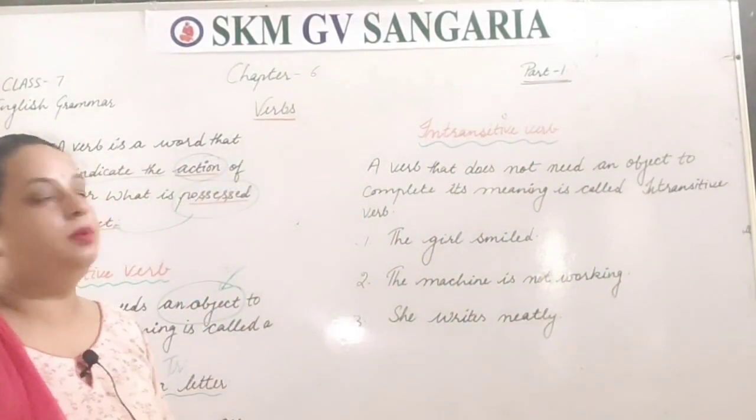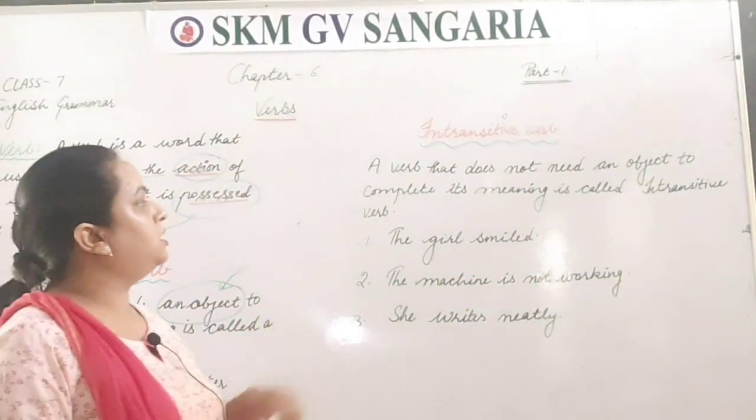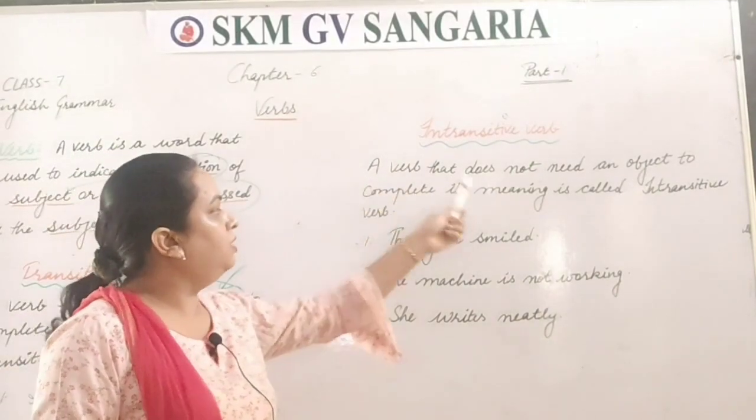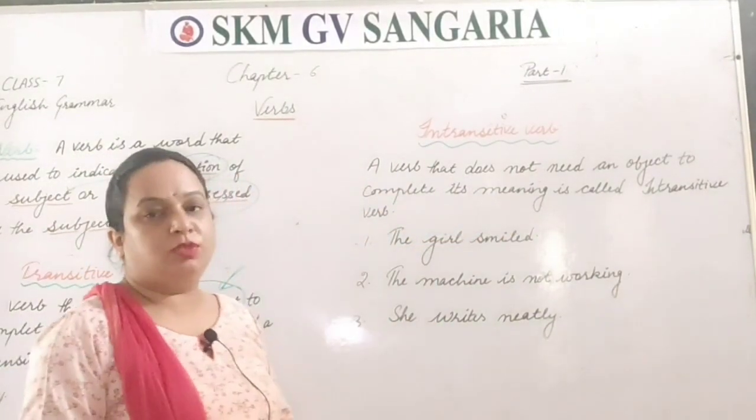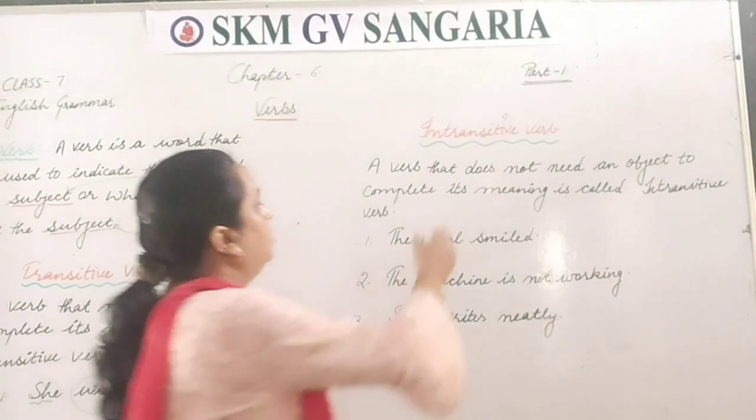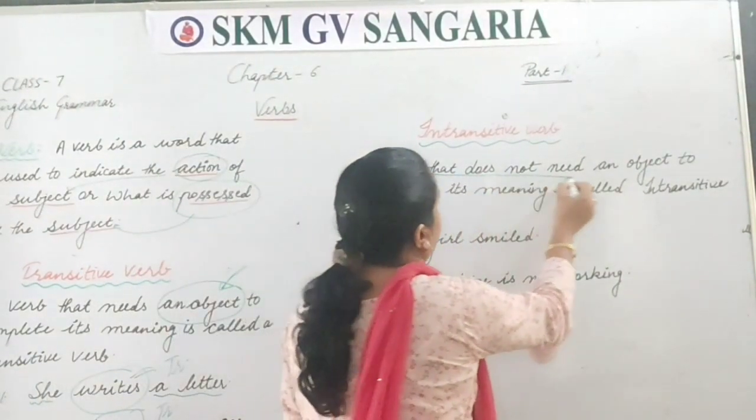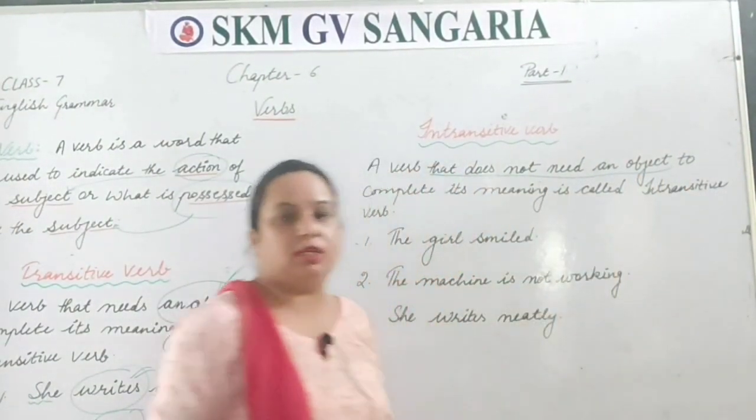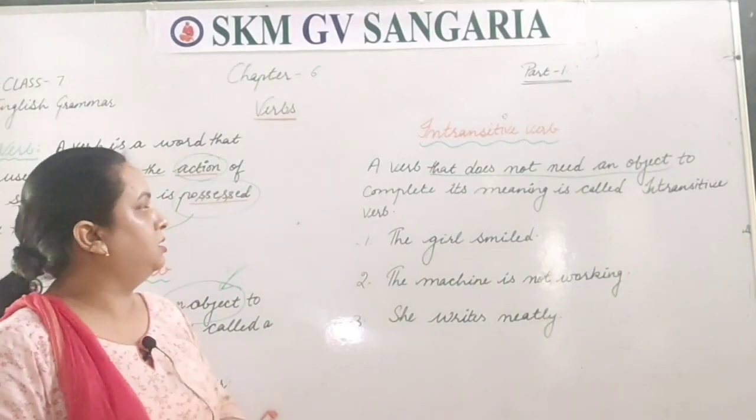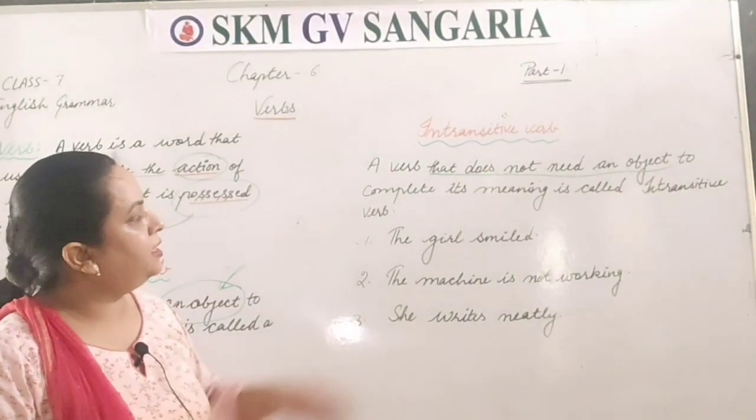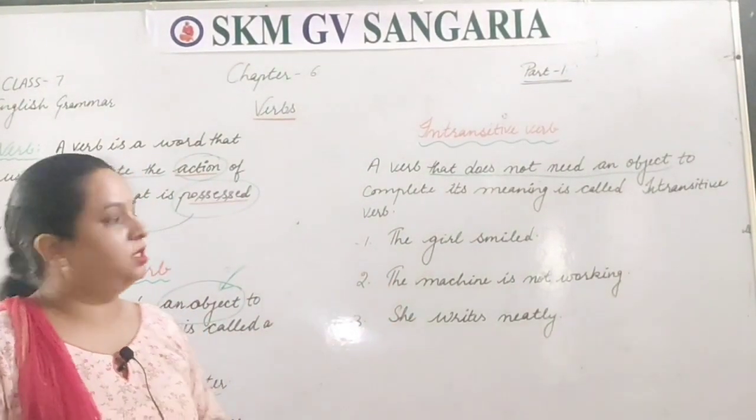Now let's talk about the intransitive verb. So what is an intransitive verb? A verb that does not need an object. So what we have to highlight here is that a verb that does not need an object to complete its meaning is called an intransitive verb.